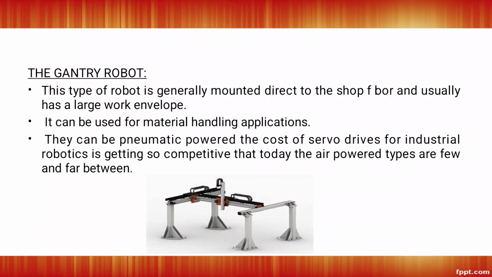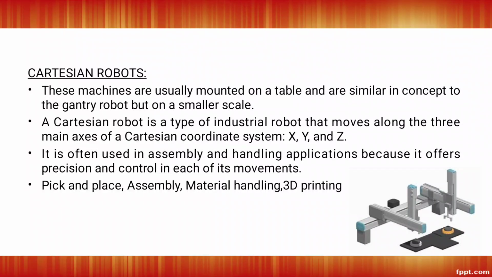Next is the gantry robot. It is generally mounted directly to the shop floor and usually has a large work envelope. The main application is material handling and it is pneumatic powered. The cost of servo drivers for industrial robots is getting so competitive that today the air powered types are few and far behind.